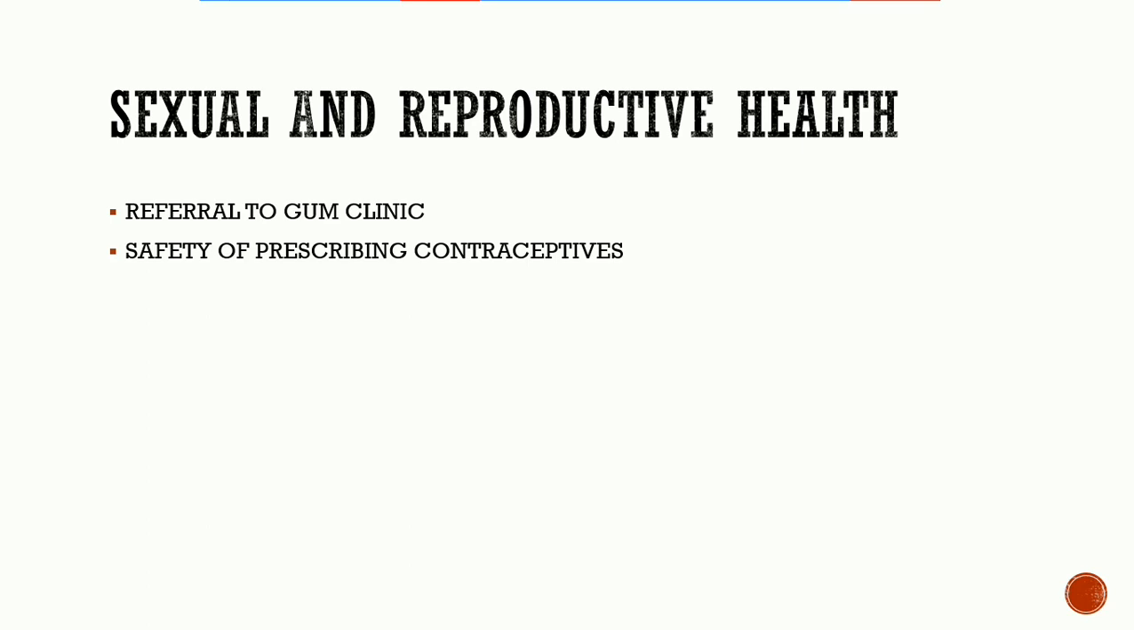Next is sexual and reproductive health. Remember gum clinic, just how you would remember fertility clinic in the subfertility module. Remember gum clinic here. If the patient has come with an STI and you are required to give her the necessary treatment, you can always say that you can come back, follow up at the gum clinic after so many days, and you would be given further information. Okay.